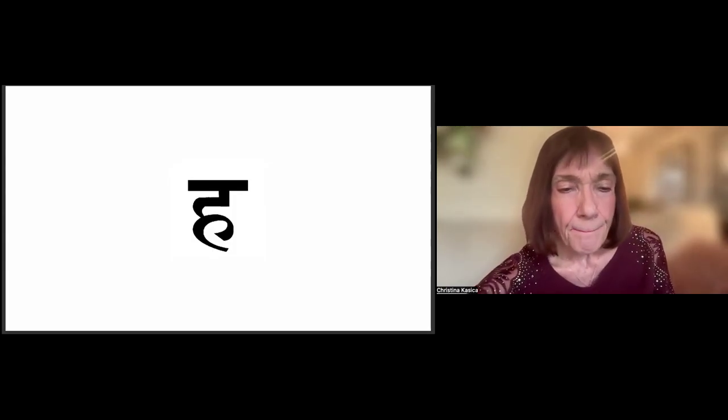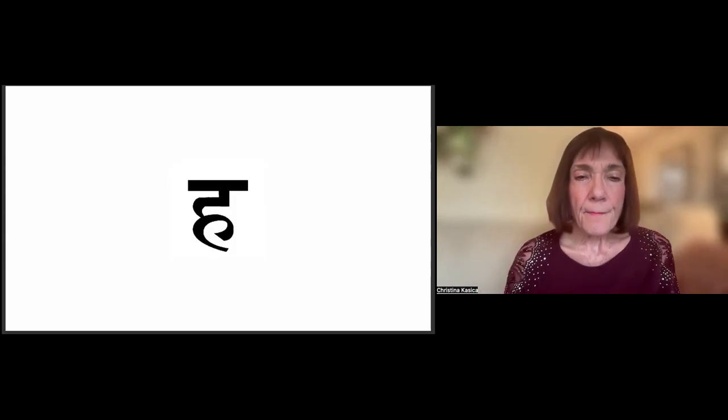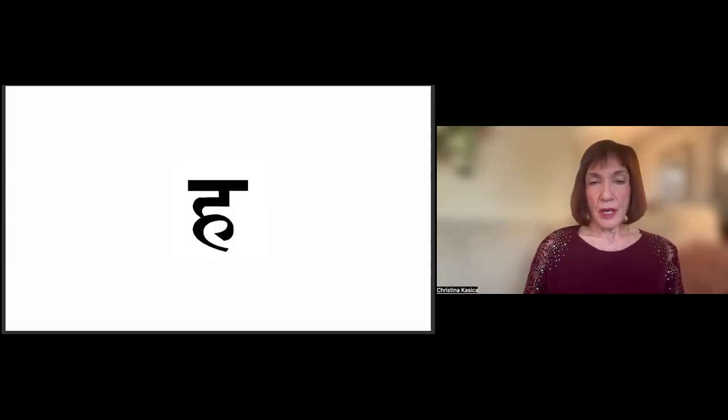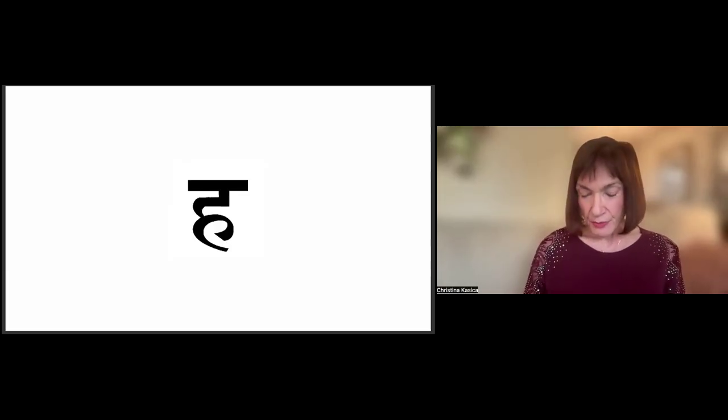Perfect. That's perfect. Ha. And Yukta put it in the chat as well. Yeah, this is a consonant ha in Devanagari. And it's, I think, one of the prettiest letters to draw and one of the hardest to draw. So at some point, maybe next week, we'll practice drawing them.